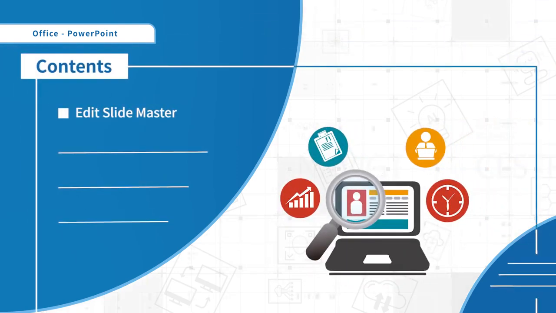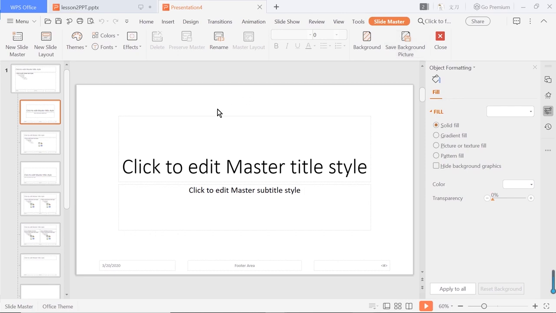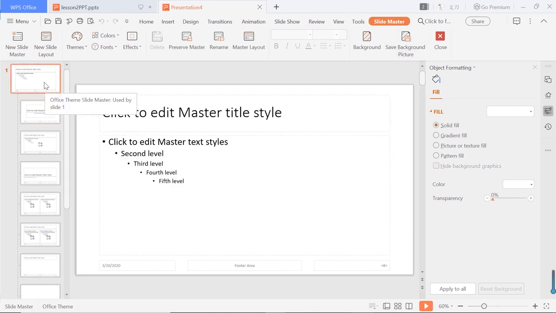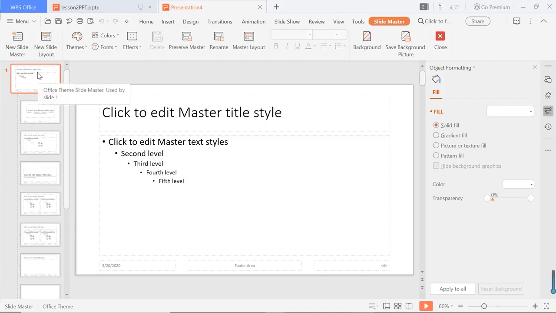The third part of this section is how to edit Slide Master. Slide Master determines the background. Click Design, Edit Slide Master. Master is divided into Office Theme Master and other slide layout. Change the Theme Master, and all pages will change.